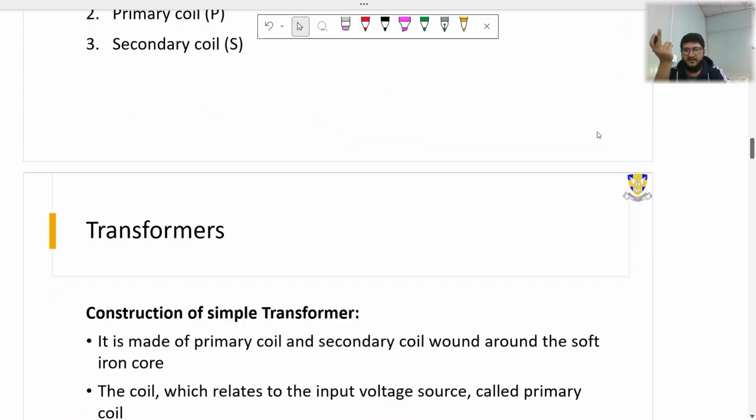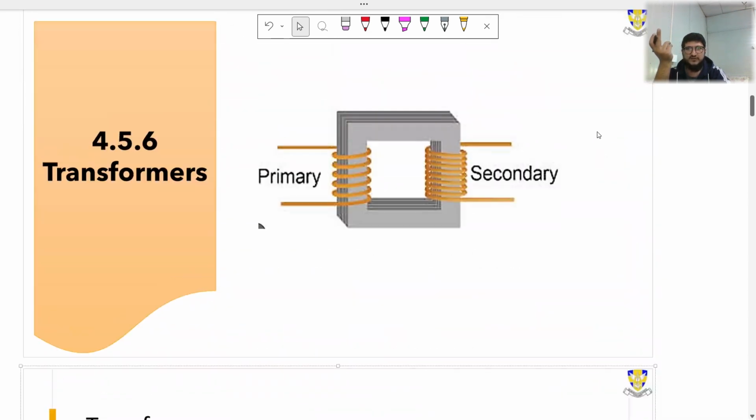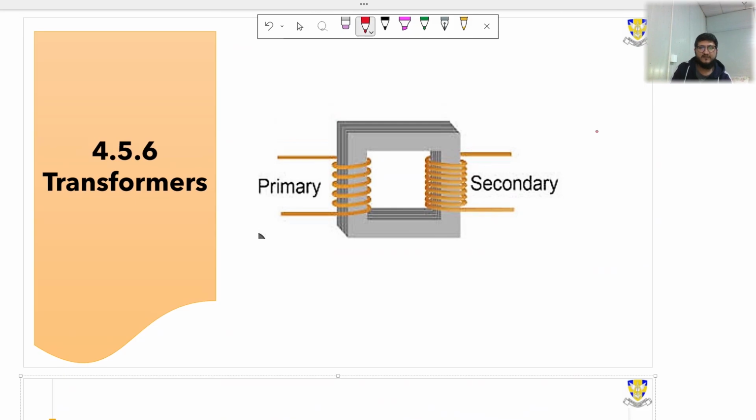So I want to show you the picture of the transformer. Now this is a transformer. This is your iron core, and it is going to be a soft iron core, so I'm writing soft over here. On the left hand side, we have a primary coil, and on the right hand side, we have a secondary coil. There are some number of coils, and these numbers of coils are known as turns.